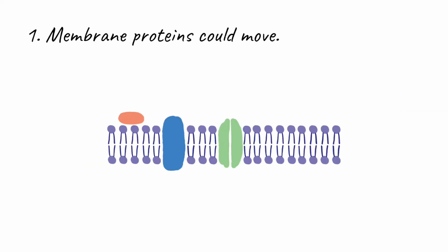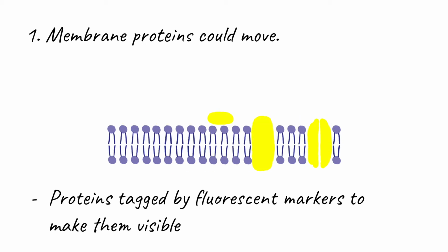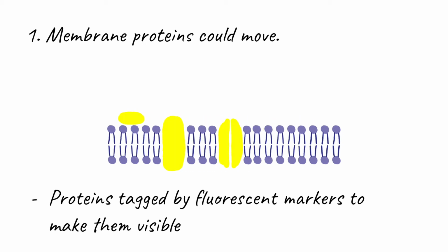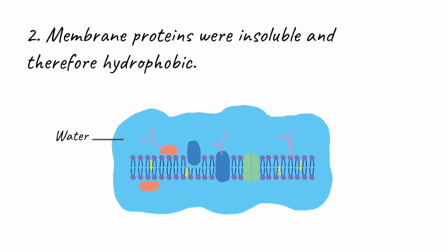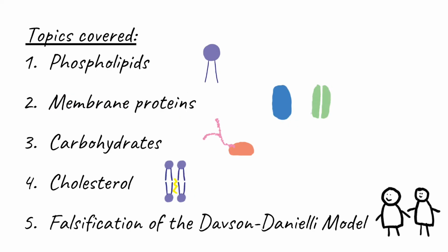First, when membrane proteins were tagged with fluorescent markers, they were discovered to be mobile, suggesting that the membrane proteins could move. Membrane proteins were also discovered to be insoluble, indicating that the surface was hydrophobic. Finally, when the membrane was split open with a method called freeze fracturing, scientists found a rough surface, which were believed to be proteins embedded through the membrane.